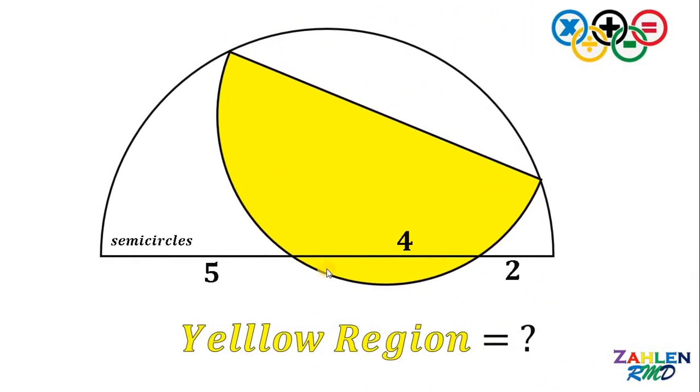Given these two semicircles, wherein the diameter of the big semicircle is cut into three segments, we have 2, 4, and 5. Our goal is to find the area of the region shaded in yellow, or simply the area of the small semicircle.